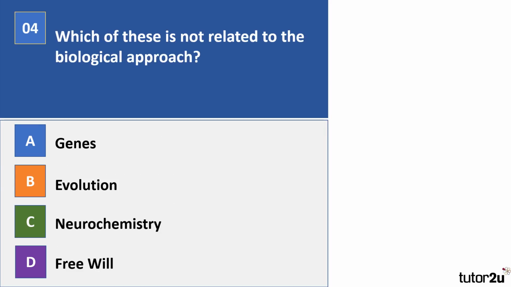Question 4. Which of these is not related to the biological approach? A, genes, B, evolution, C, neurochemistry, D, free will? Pause your video.